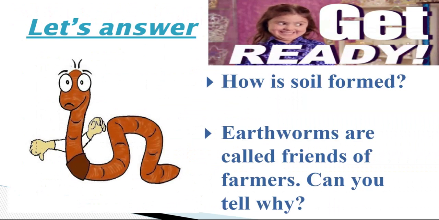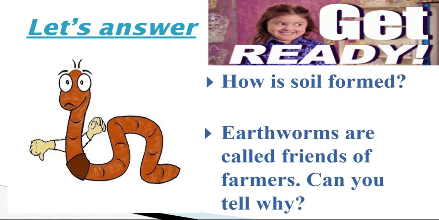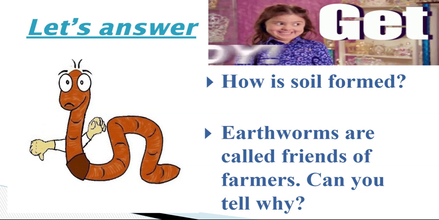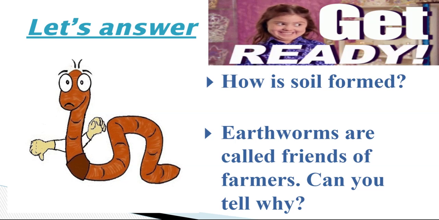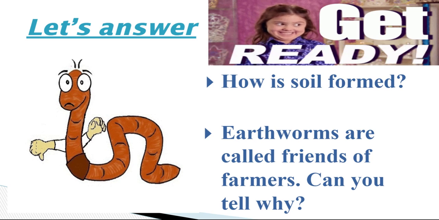Now, let us answer, how is soil formed? You should know this answer. You have to do this in your notebooks. How is soil formed? This is question number 1 given in your book on page number 55. And children, please try to find out the answer. You don't have to do this in your notebook right now, but you have to find out the answer for why earthworms are also called friends of farmers. Can you tell why? What is the reason?